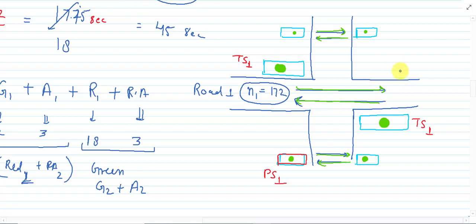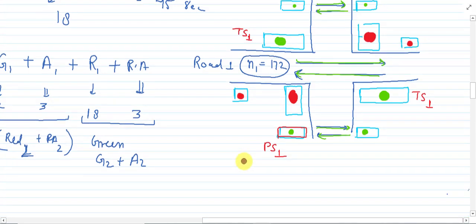At this position, the traffic signal 2 represents red light, as well as the pedestrian signal for road 1, represented by the red light.